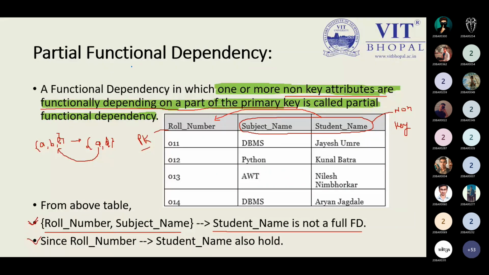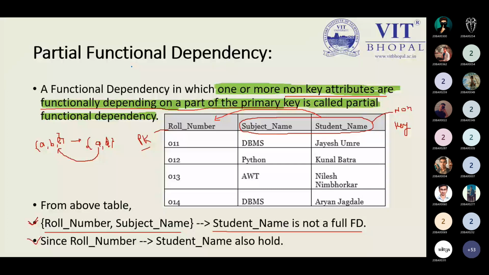So when we have one or more non-key attributes and they are functionally dependent on a part of the primary key, we can say it is a partially functional dependency. Subject name depends on the roll number, yes, of course, because it shows who has opted for this course. And student name depends on the roll number. So by the set of subject name and student name, we can say this depends on the roll number, so this would be a partially functional dependency. This is not a fully functional dependency.